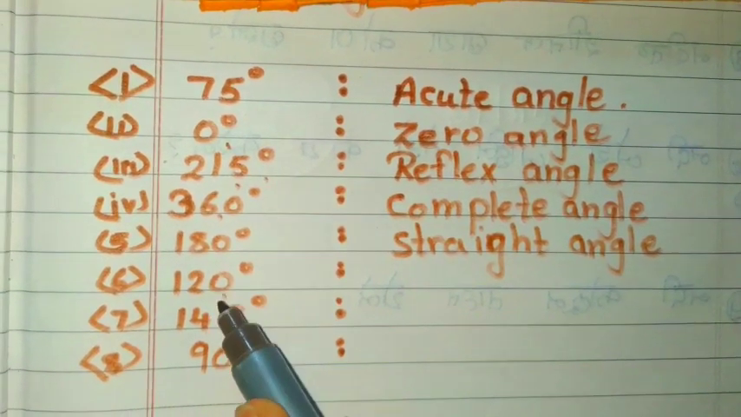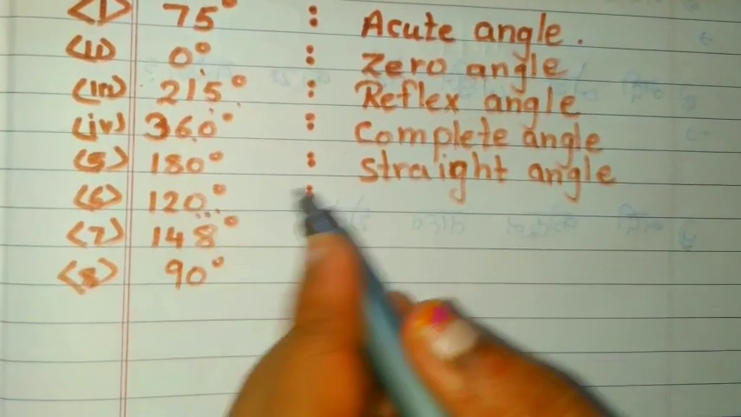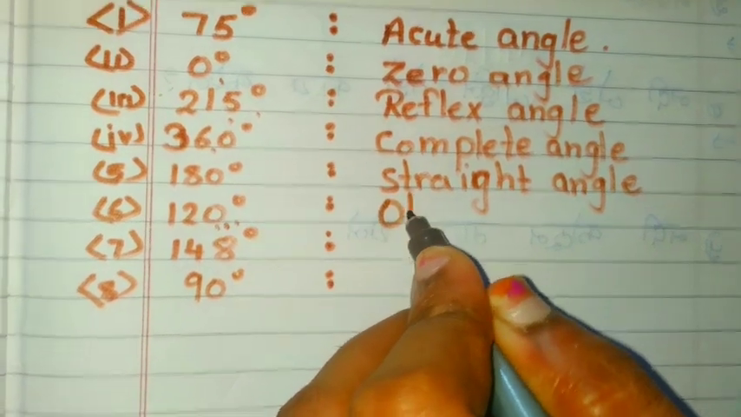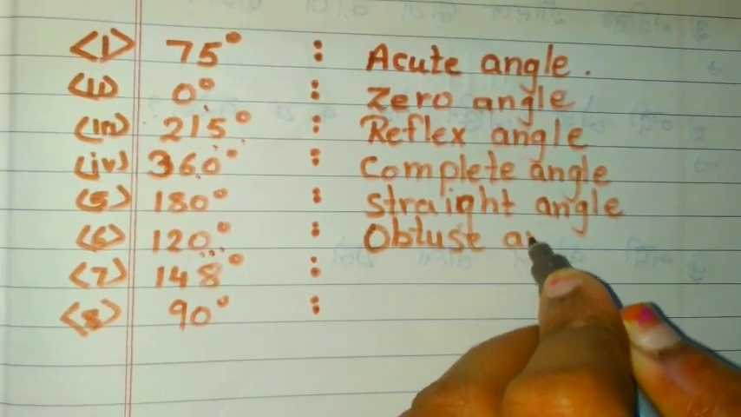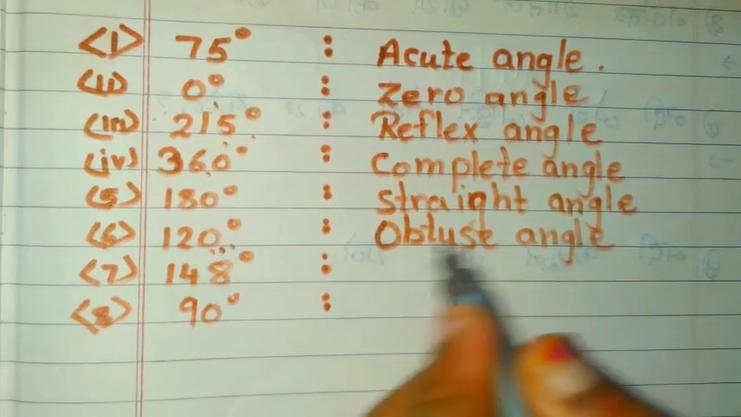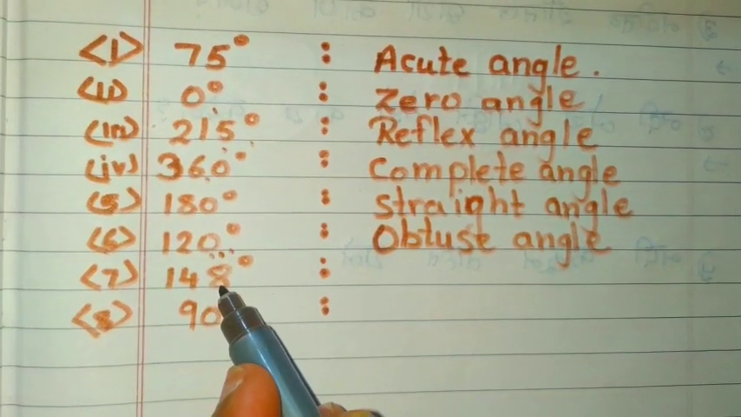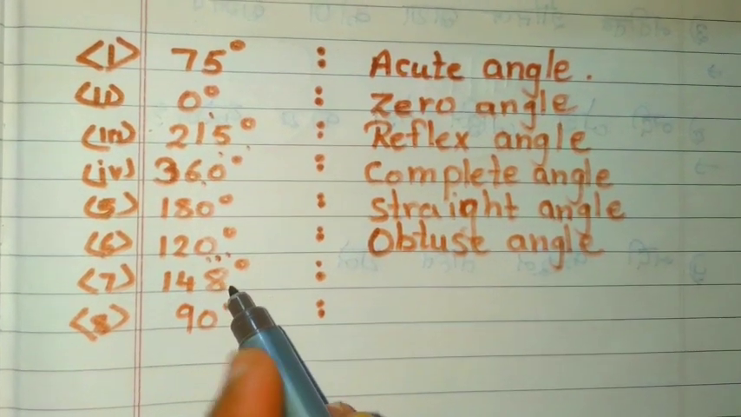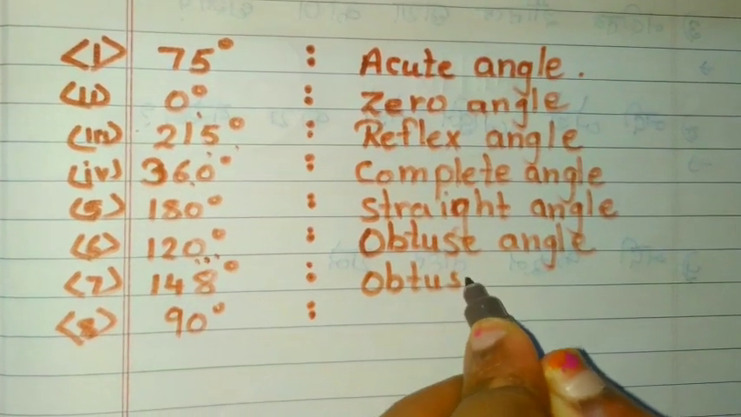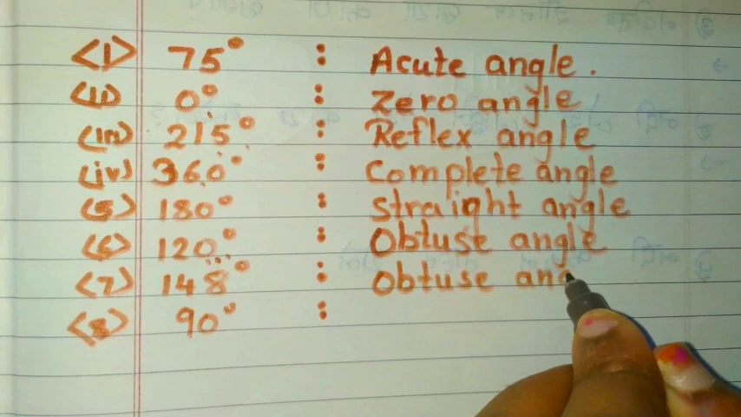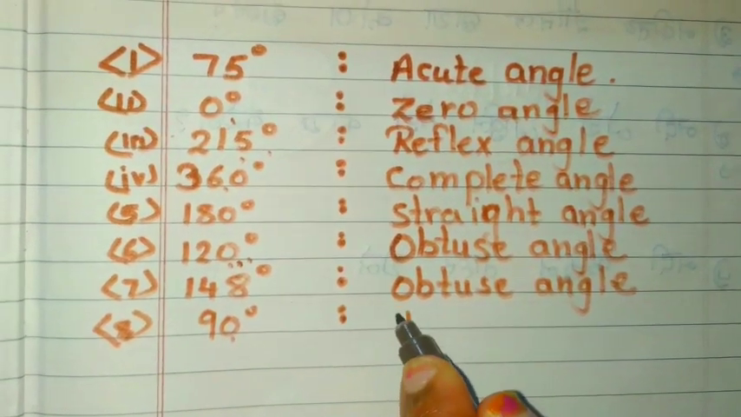120 degree is greater than 90 degree and less than 180 degree. This is obtuse angle. 148 degree also greater than 90 degree and less than 180 degree, obtuse angle. And this one 90 degree, it means right angle.